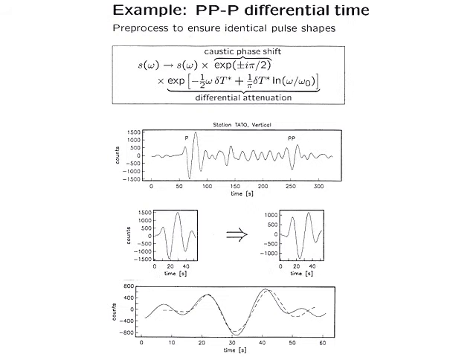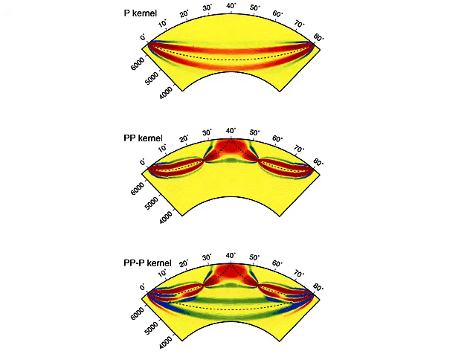And then here you see the way these line up. But as long as you do that, you can use these sensitivity kernels. So here's an example. Here's the kernel for a P wave. Here's the kernel for a PP wave. And then if you have a PP minus P time, you just subtract this from this. And so you get a red PP kernel and a blue P kernel. And this is then the sensitivity kernel for PP minus P.